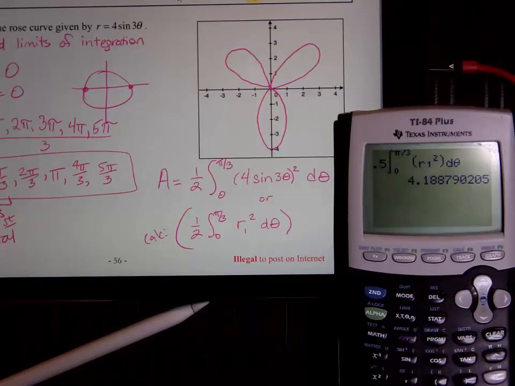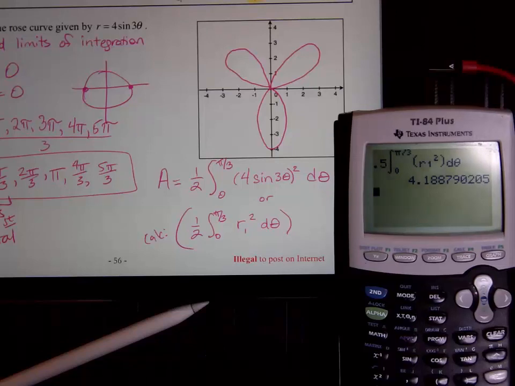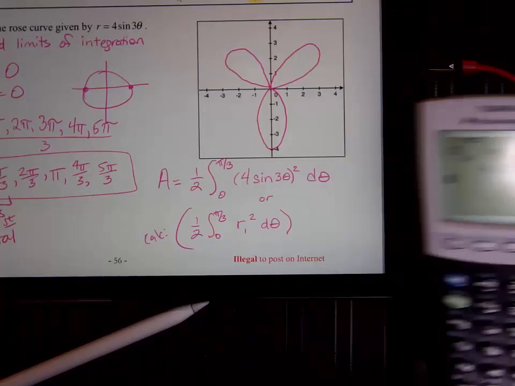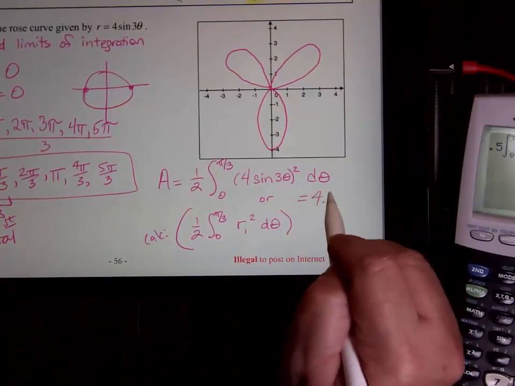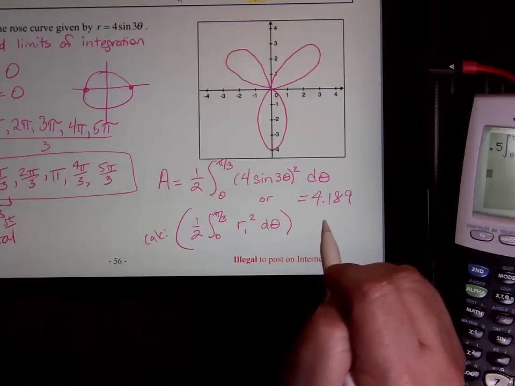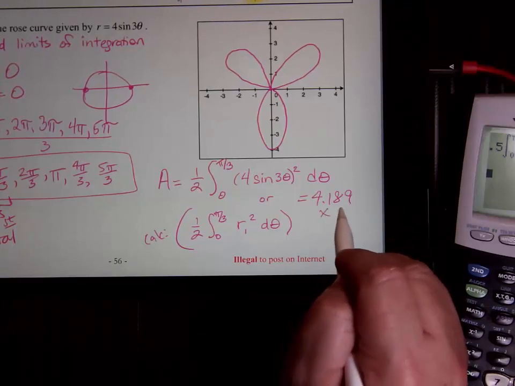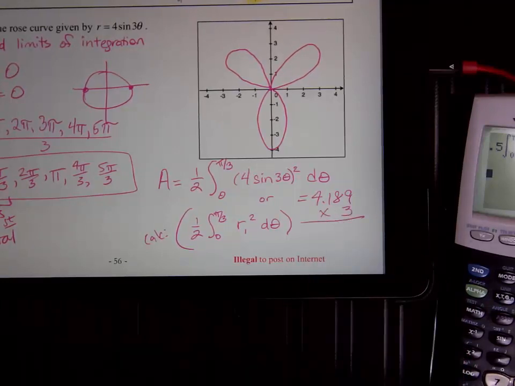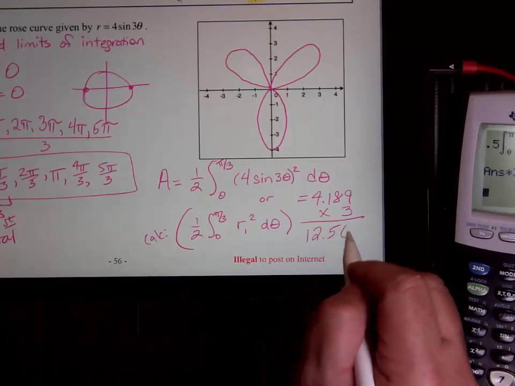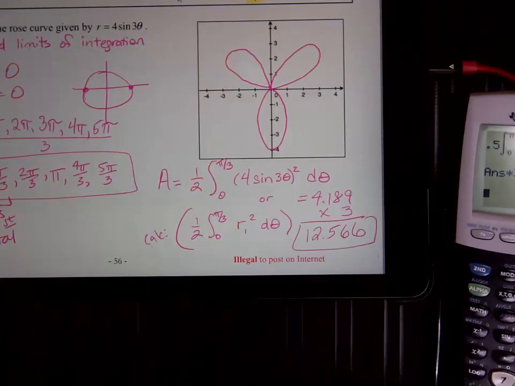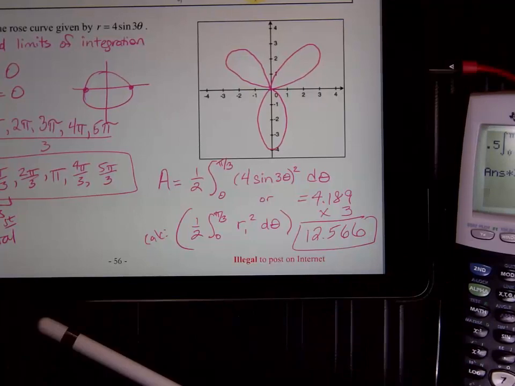Now, is that the area of the whole flower? No, that is the area of what fraction of the flower? A third of the flower. So I'm going to write that this equals 4.189, and what am I supposed to do to this? Multiply by 3, and I get 12.566. And there's my answer.